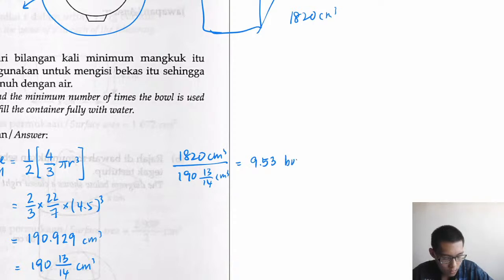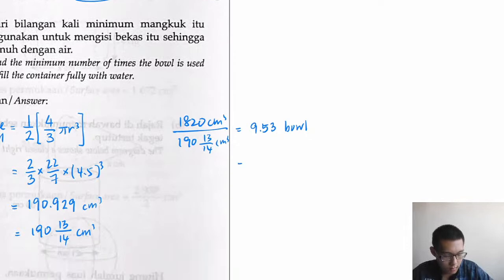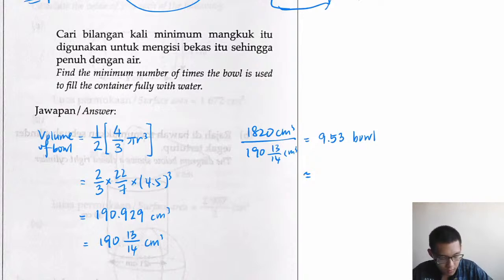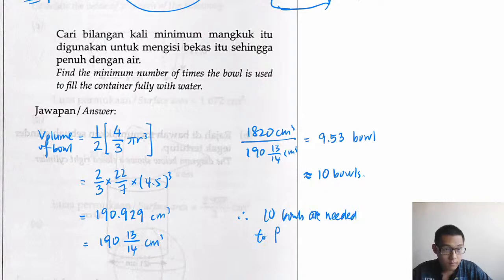So we need 9.53 bowls. But because we cannot use a decimal to represent the bowl, we round off. Okay, 10 bowls we need. Therefore, the minimum number of bowls we need is 10 bowls to fill the container fully with water.